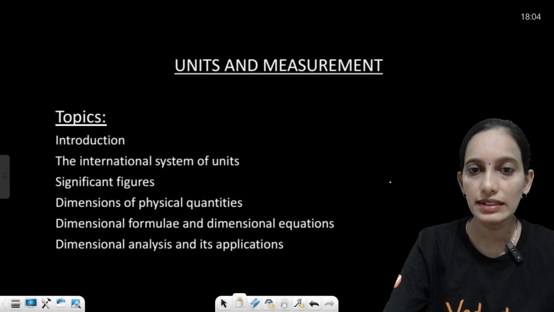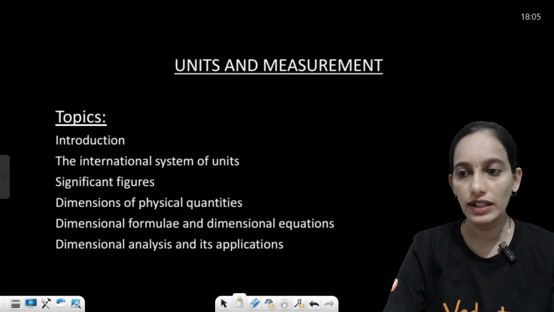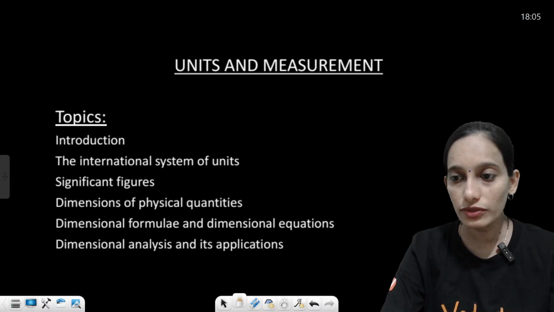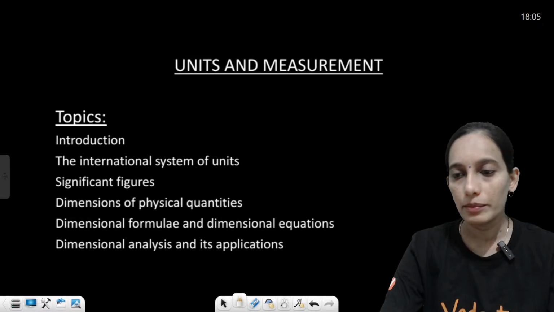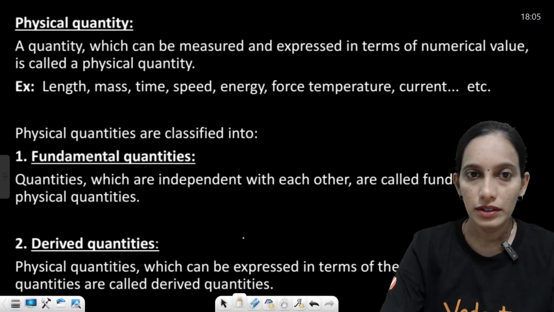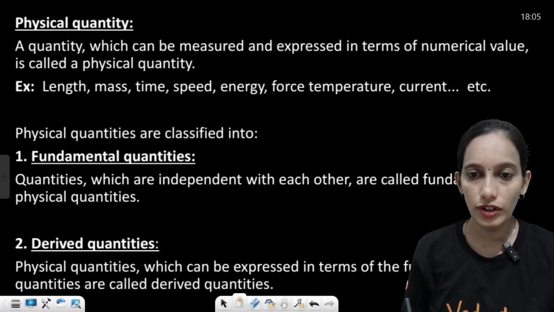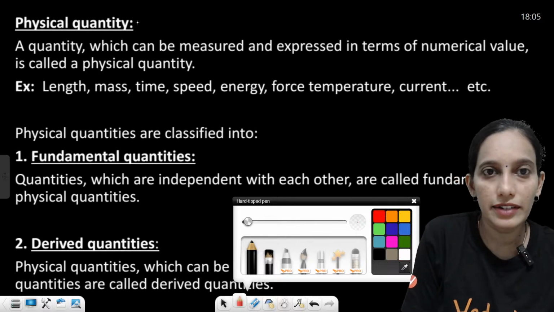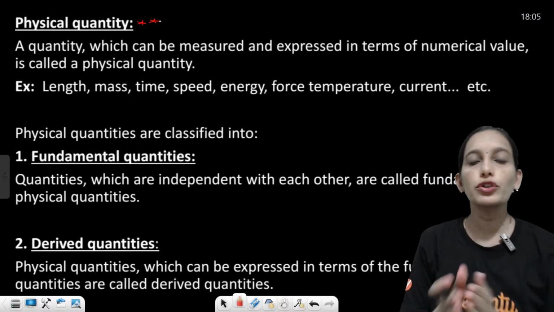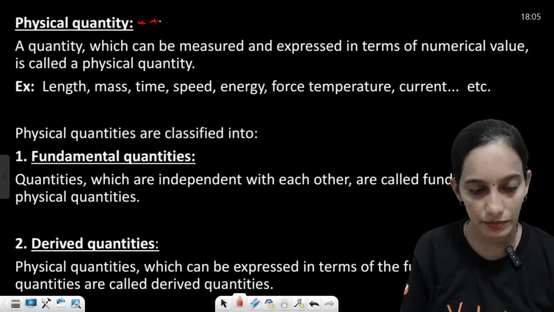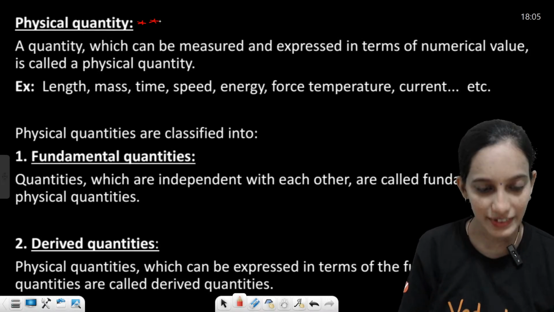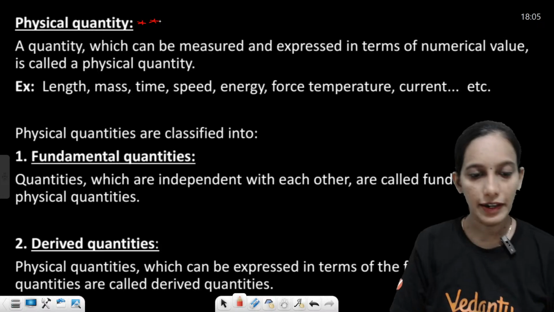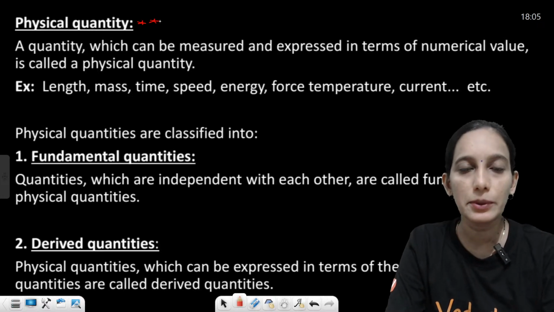We'll quickly start with the units first: different types of units, and what a physical parameter means. First we'll begin from that, and then we'll move on to dimensions. First of all, we have a term like physical quantity, correct? So what do you mean by a physical quantity? Can someone respond in the chat? Yes, Sunita, thanks for your response. Now I saw your message. So what do you mean by a physical quantity?